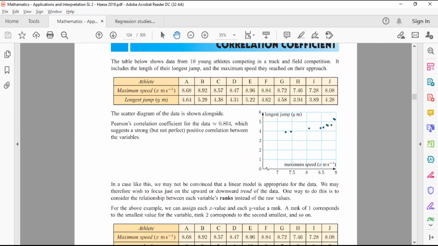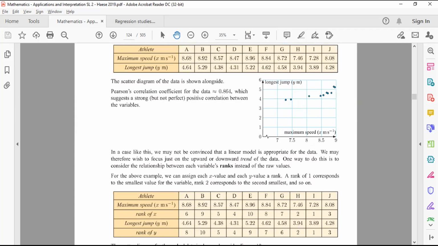35. Yeah, 35. Now check the rank. This is 8.68, so they have given the rank as 6. The first rank is 7.28, so the rank of 7.28 is 1. Got it? So what does Spearman rank correlation mean? You have to give a rank to each and every value. How do I give the rank? Whichever is the minimum, that is your 1. Then the second minimum is 2, going upward, like ascending order. So 7.2 is the lowest, and the highest is 8.96, which is rank 10.